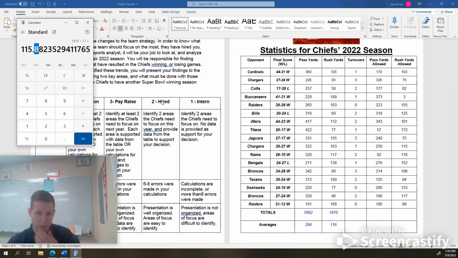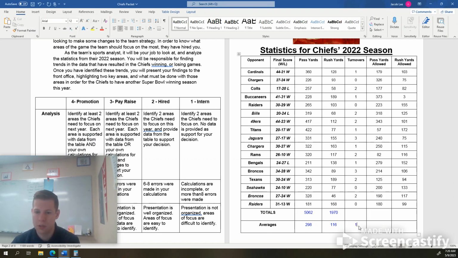Repeat the process for turnovers. Turnovers should be the smallest one, should be pretty easy. 1 plus 0 plus 2 plus 1 plus 0 plus 2 plus 2 plus 1 plus 3, and so on. The total is 23. I can remember that in my head. So we'll take that 23 and divide it by 17. They're averaging 1.3. That rounds down. So we'll say 1 turnover a game. Wow, 23 turnovers in the season.